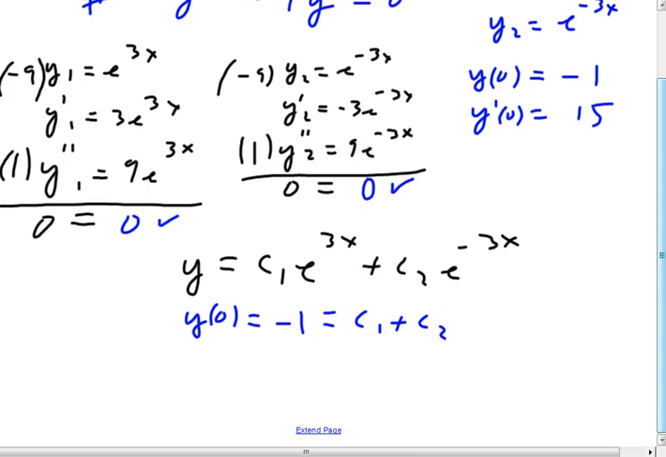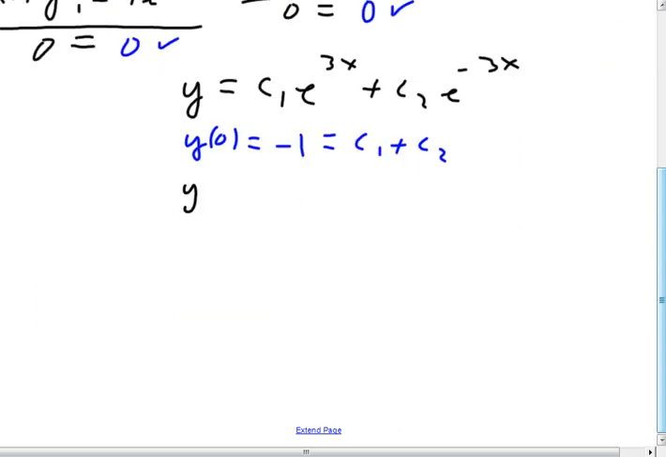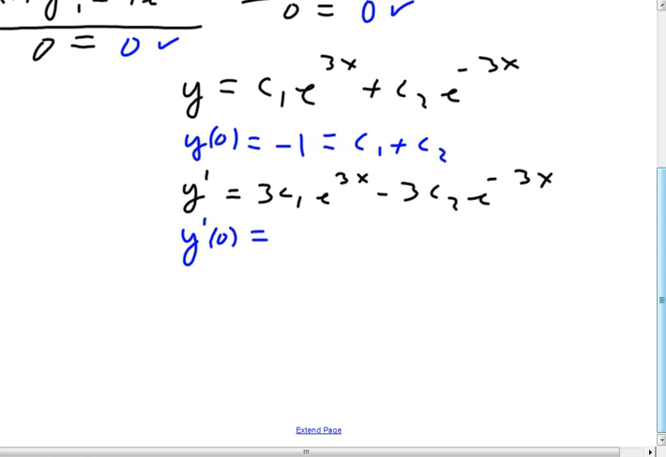And then we're going to take the derivative. y prime is going to be 3c1 e to the 3x minus 3c2 e to the minus 3x. And we're going to apply the second initial condition, which says y prime at 0 is 15. And that's going to be 3c1 minus 3c2.